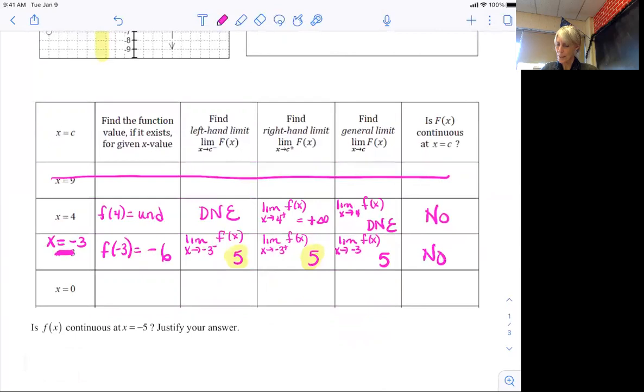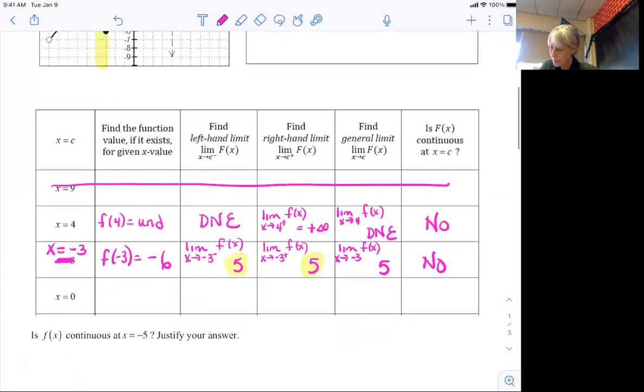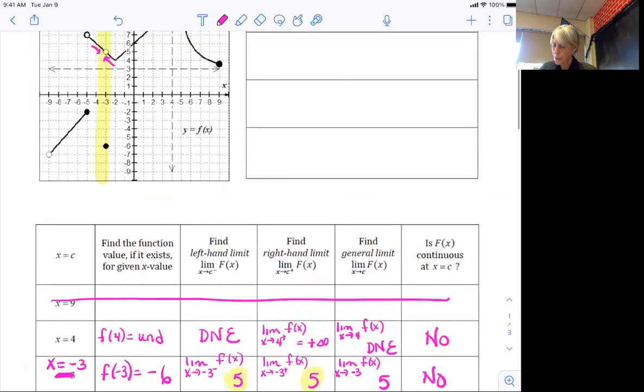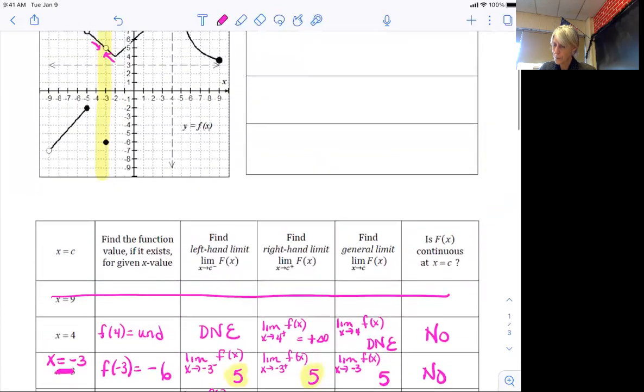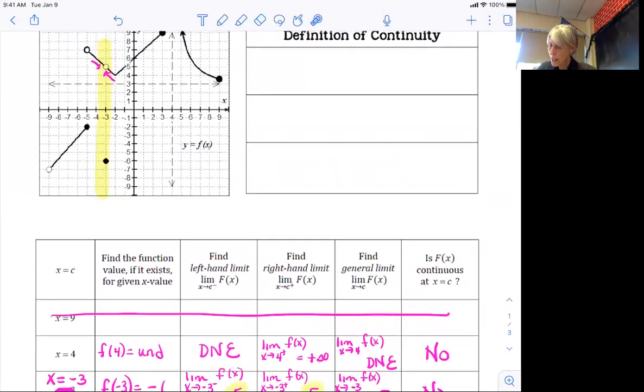Now let's look when x equals 0. F of 0 equals. When I plug in 0, I get 6. The limit as x approaches 0 from the left of my given function. If I look to the left side, and again, if you want to draw a vertical line, and it's distracting, then get rid of it. As x approaches 0 from the left, my y values are going to 6.